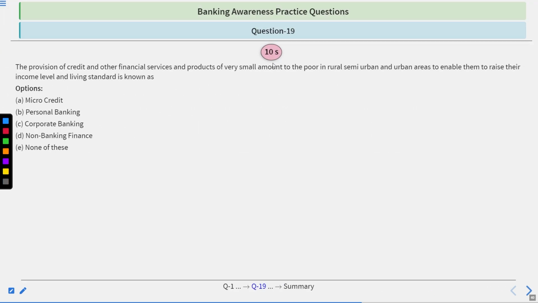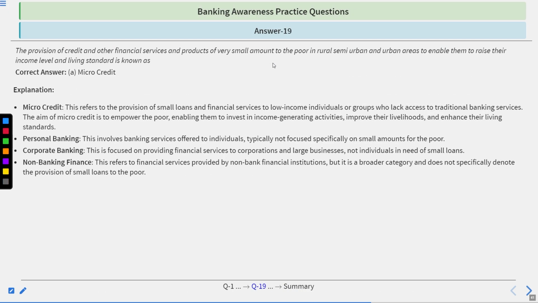Question number 19. Provision of credit and other financial services and products of very small amounts to the poor in rural, semi-urban and urban areas to enable them to raise their income and living standards is known as microcredit, personal banking, corporate banking, non-banking finance, none of these. To answer this, you will have 10 seconds. Time starts now. Time's up. Correct answer is A.